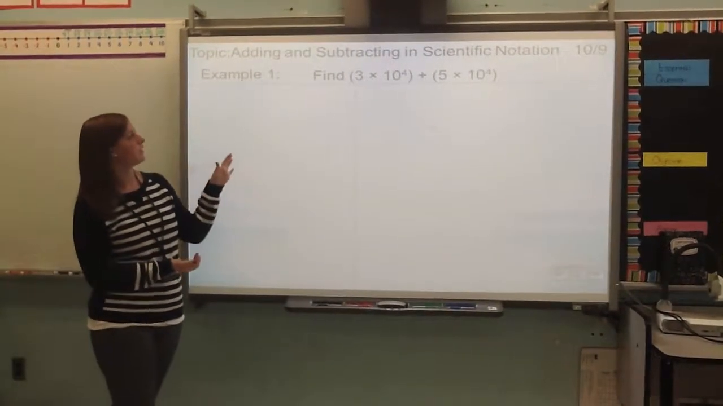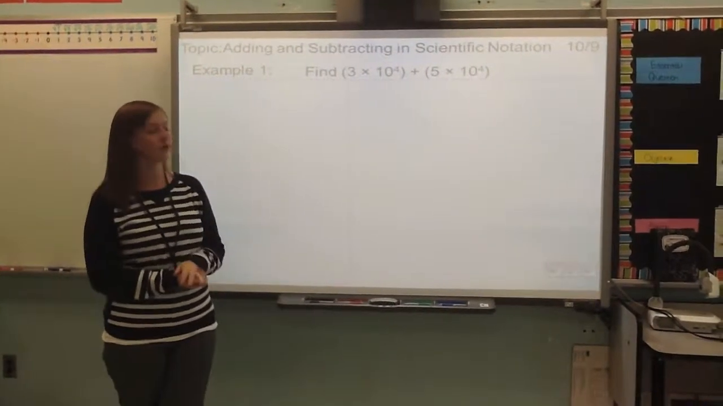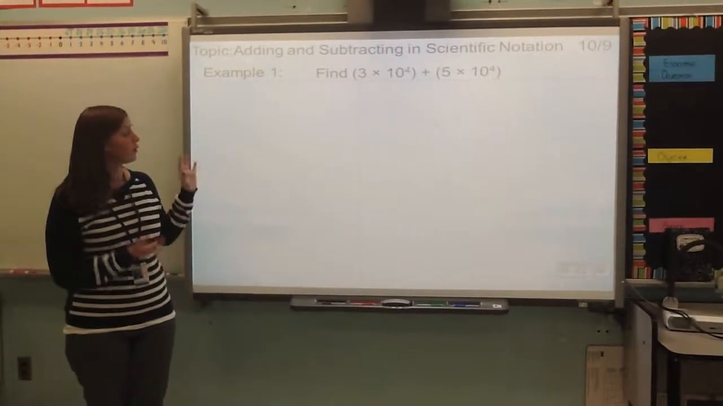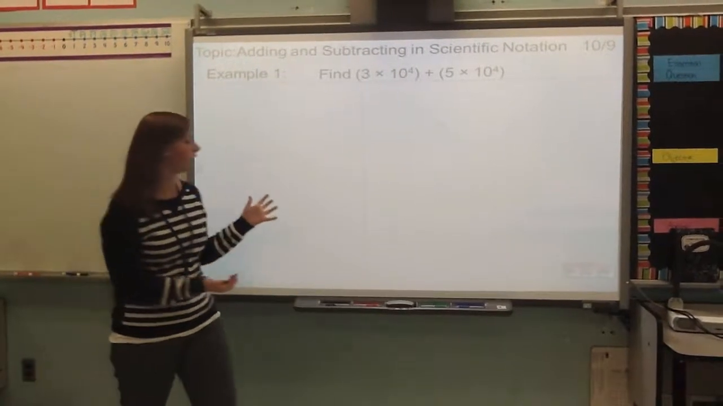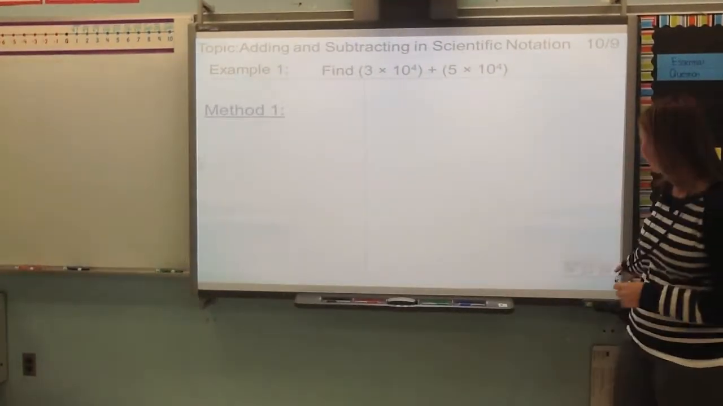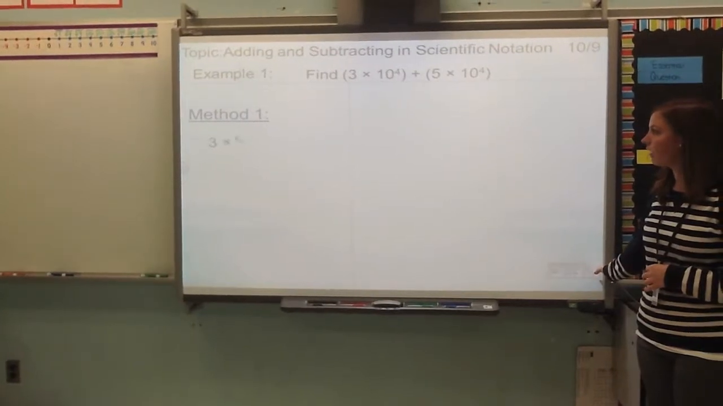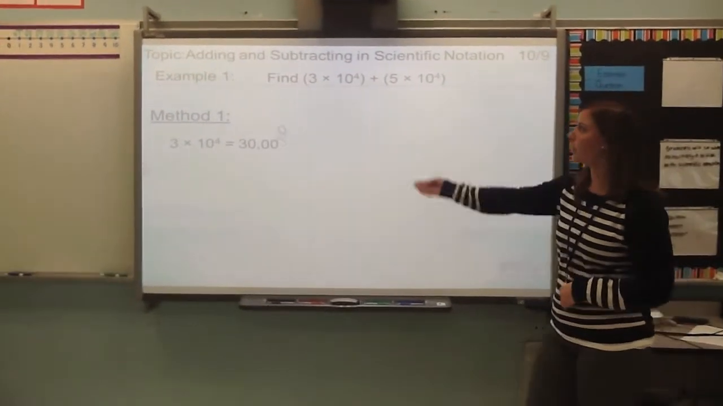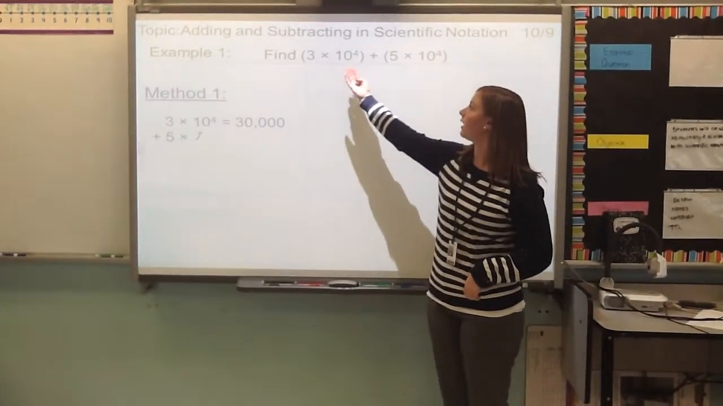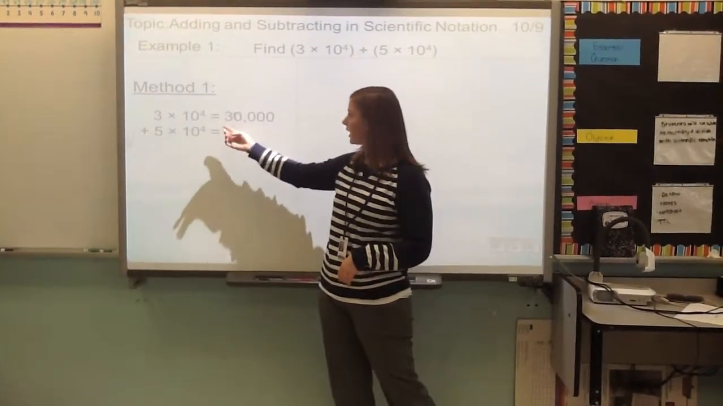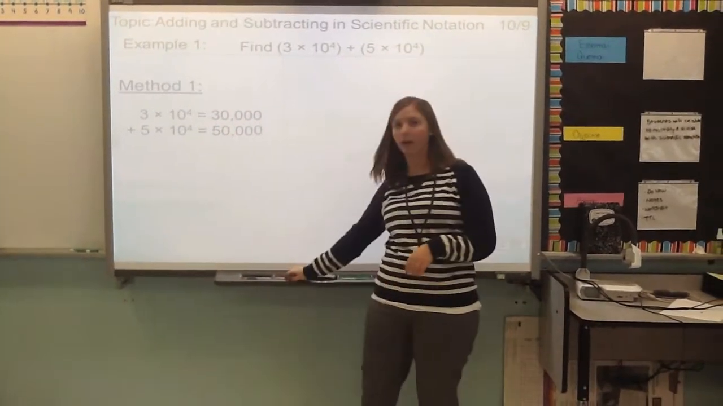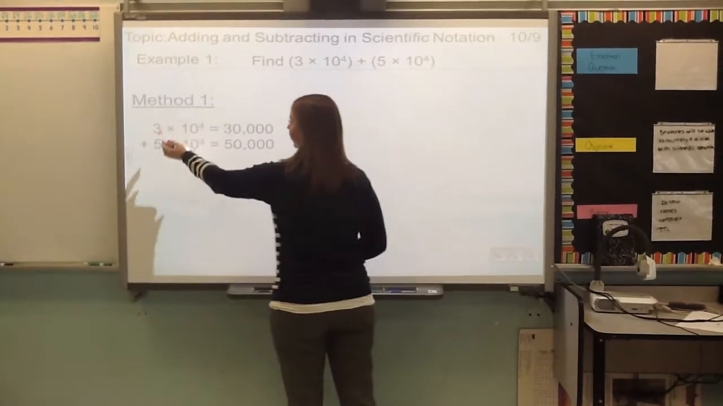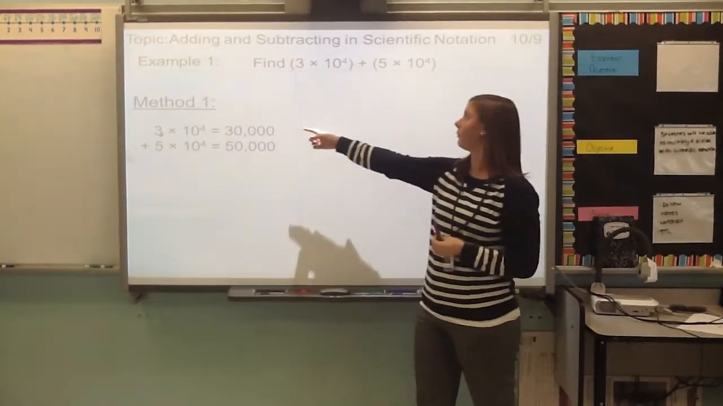So this example here says find 3 times 10 to the 4th plus 5 times 10 to the 4th. There are two different methods we're going to use. Our first method, we can write these out in expanded form. So we know that 3 times 10 to the 4th, we're just going to move the decimal point over 4 times. We all have to remember that our decimal point is right here after the 3, and we're going to move it 4 times. So that's where the 30,000 came from.